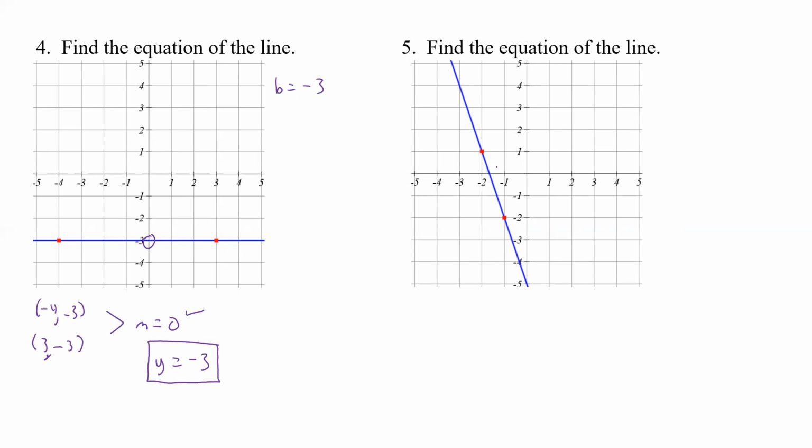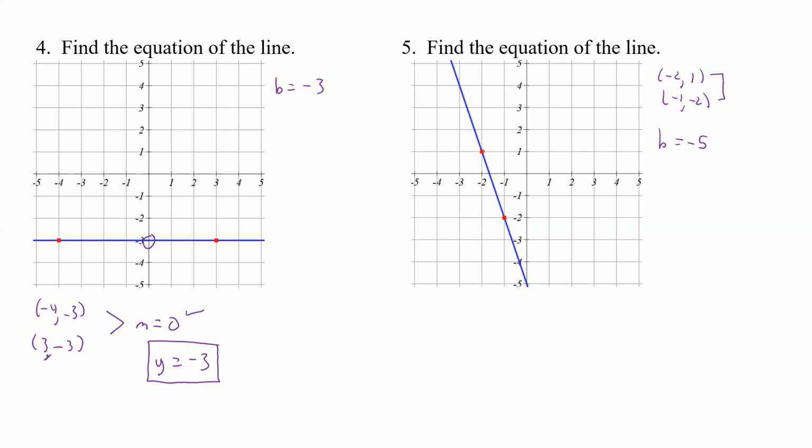Okay, what about this one? Well, this one, it looks like we have the point (-2, 1), and the point (-1, -2). And we have an intercept. It looks like it barely got it there, but it looks like it's going to be b is equal to -5. Okay. So now we need to find the slope one way or the other.